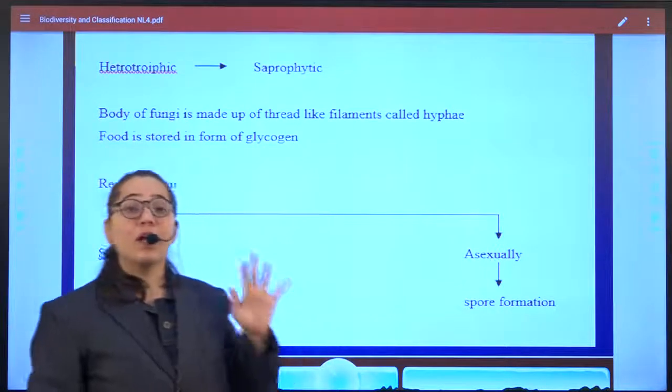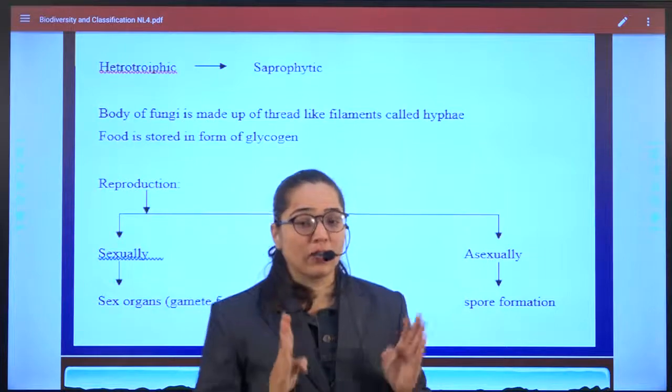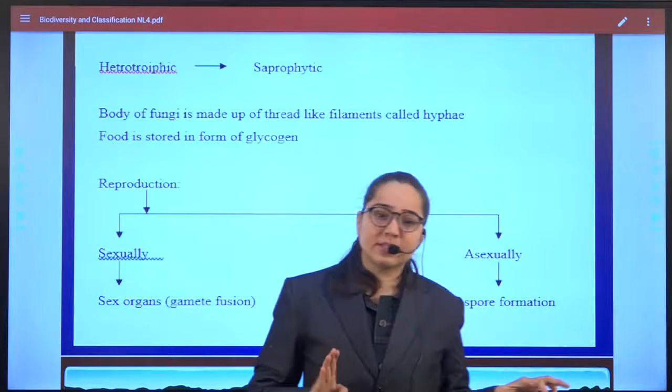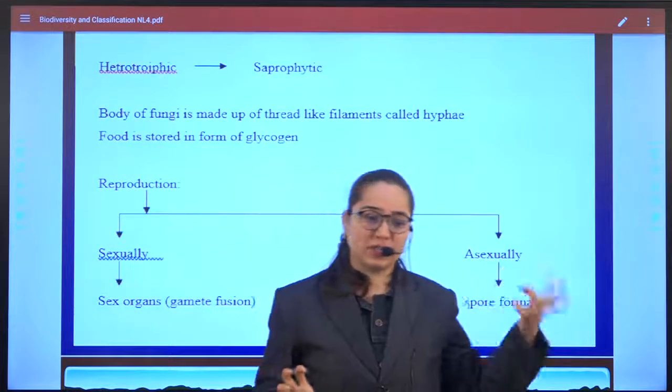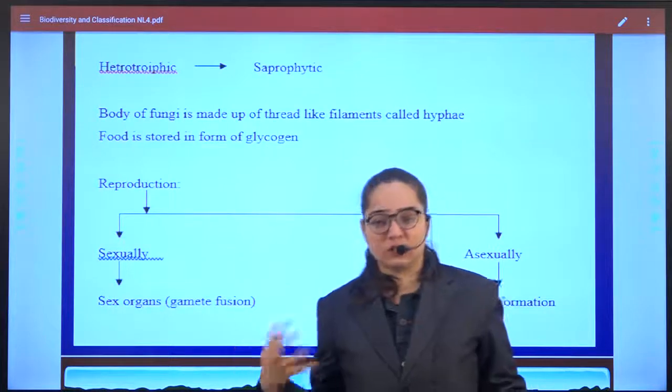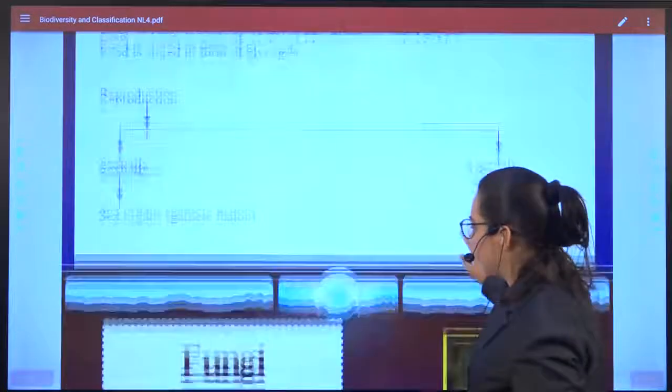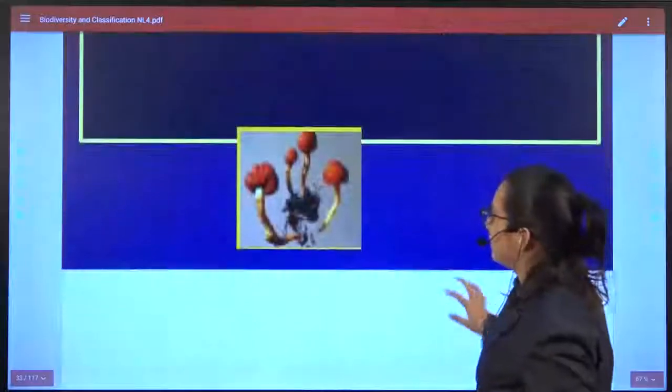Glycogen. Its reproduction basically occurs in two ways, either sexually or asexually. If it's sexual, then it's through sex organs. If it's asexual, then through spore formation. This is the hyphae.